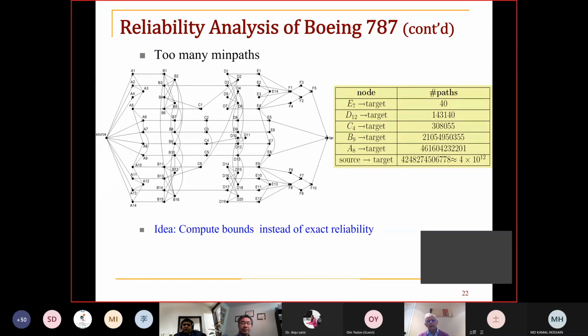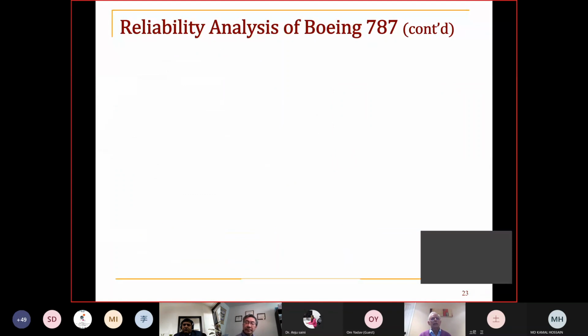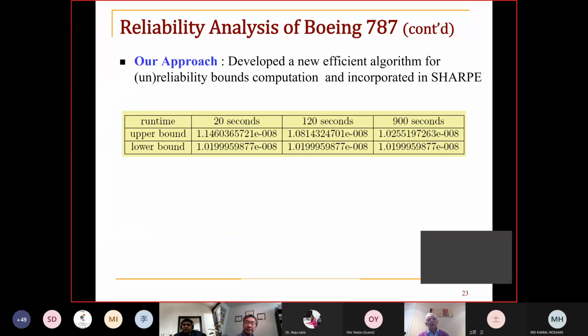Computing bounds instead of exact reliability. If you take a subset of all the min paths, you get a lower bound on reliability. If you take a subset of min cuts, you get an upper bound. And if these two bounds are close to each other, then you solve the problem. Actually implementing this idea in an efficient way took quite a while, but it was done within 4 months. And it turned out that the problem was solved within 900 seconds of computer time. These are the upper and lower bounds on unreliability, computed in 900 seconds.